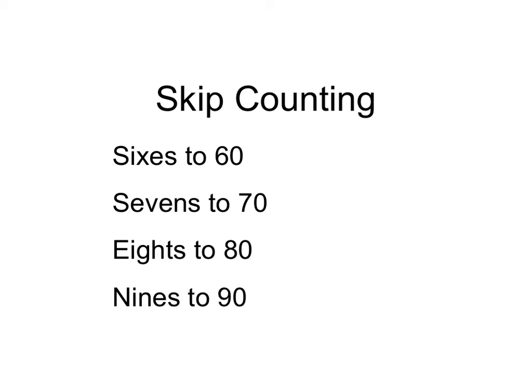Let's try 7s. 7s, I think, for me, are the trickiest. So let's start there at 7. 7, 14, 21, 28, 35, 42, 49, 56, 63, 70. And back down from 70, 70, 63, 56, 49, 42, 35, 28, 21, 14, 7.